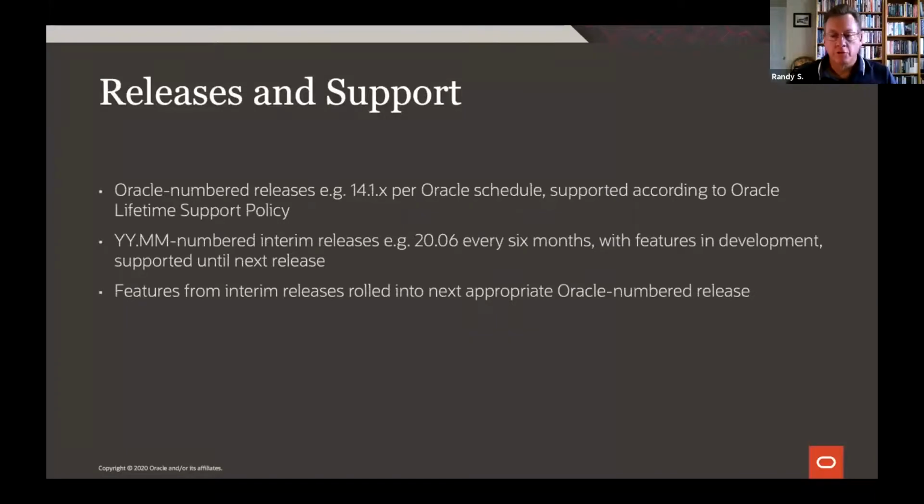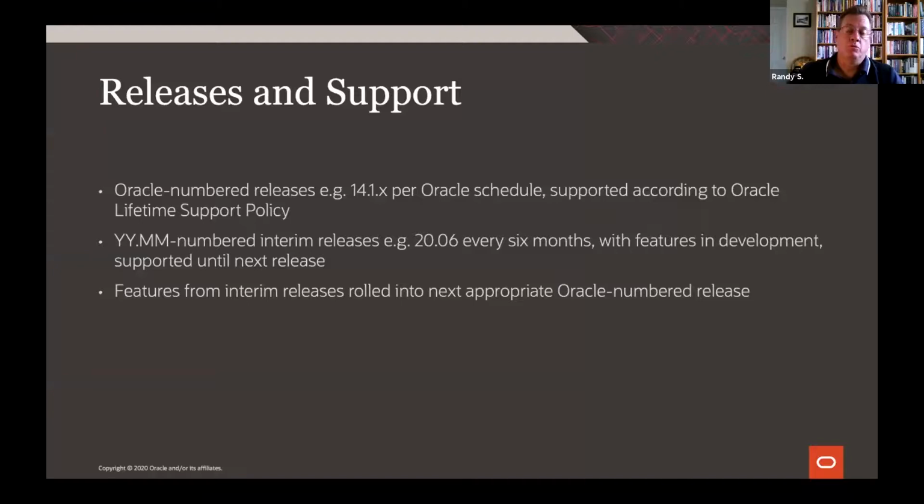Okay, so let me talk a little bit about the releases and the support story for Coherence Community Edition. We will continue to make Oracle numbered releases, I call them. For example, 14.1.1 is the current release of our commercial editions, according to Oracle's schedule. And those Oracle numbered releases will be supported according to Oracle's lifetime support policy.